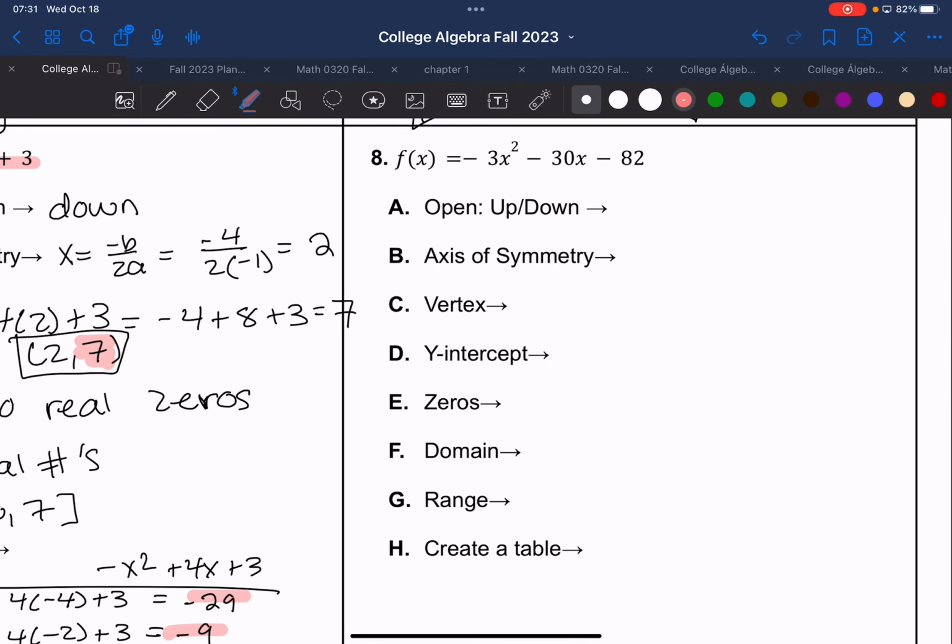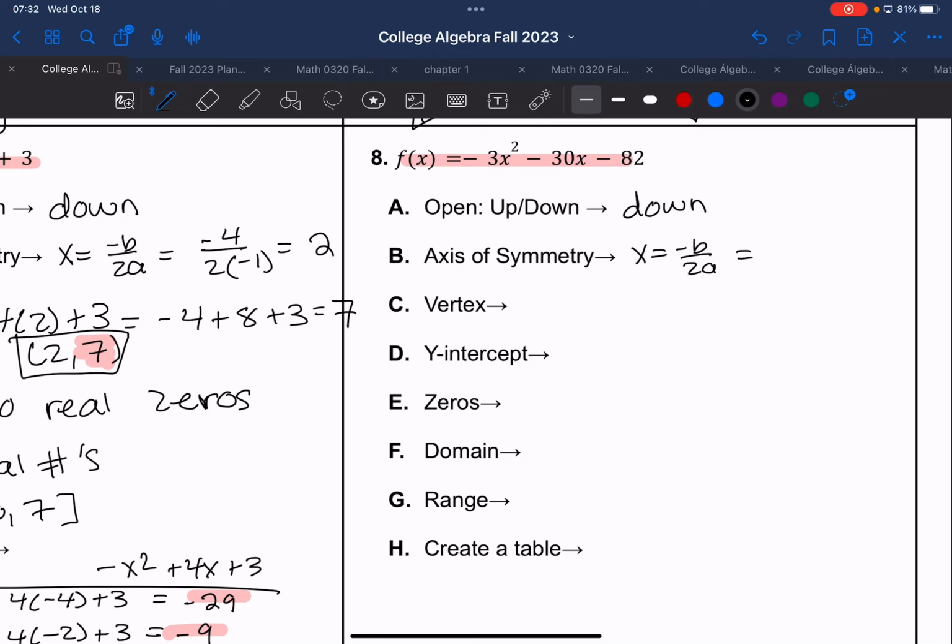We are looking at the function negative 3x squared minus 30x minus 82. So looking at part A, is it opening up or down? Down, and we know that why? It is negative. Good, there's a negative in front of the x squared. For part B, what is my formula for axis of symmetry? Good, negative b over 2a.